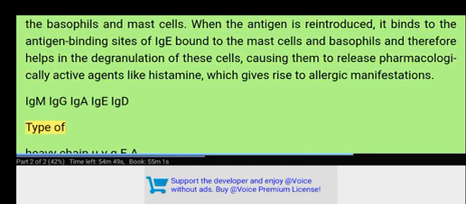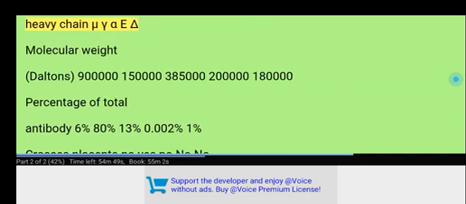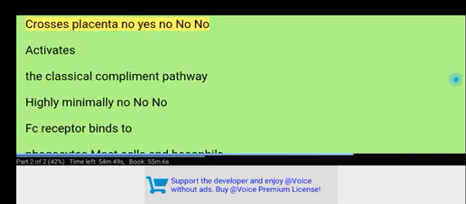IgM, IgG, IgA, IgE, IgD. Type of heavy chain: mu, gamma, alpha, epsilon, delta. Molecular weight in Daltons: 90000, 15000, 15000. Percentage of total antibody: 6%, 80%, 13%, 0.002%, 1%. Crosses placenta: no, yes, no, no, no.